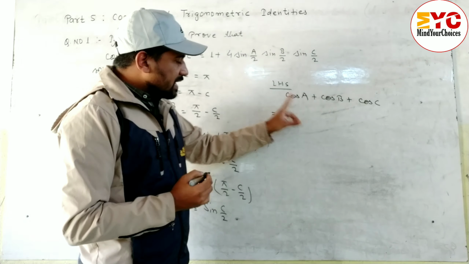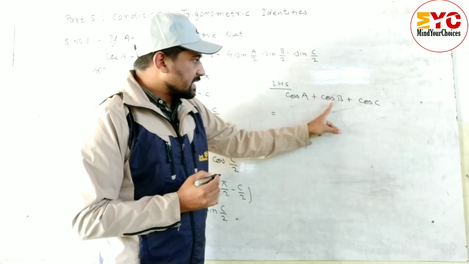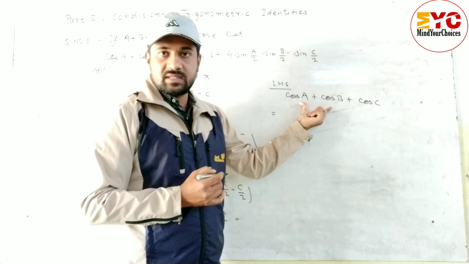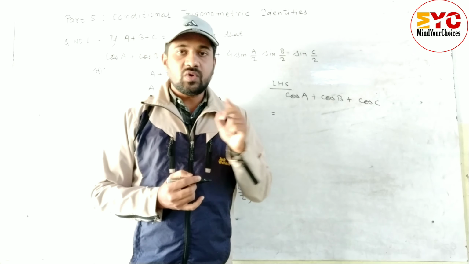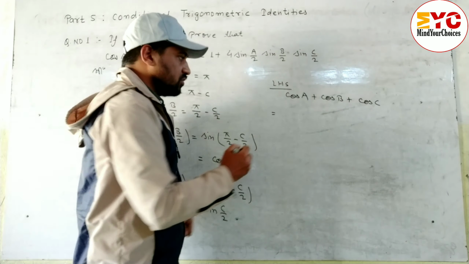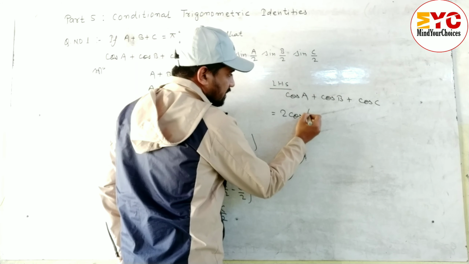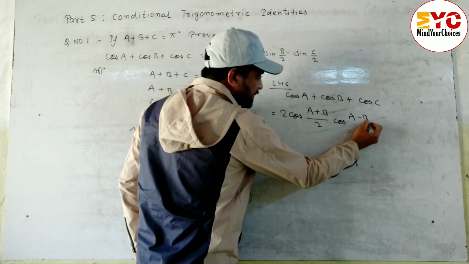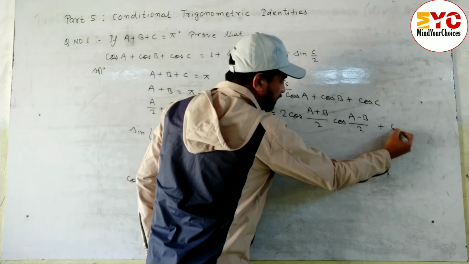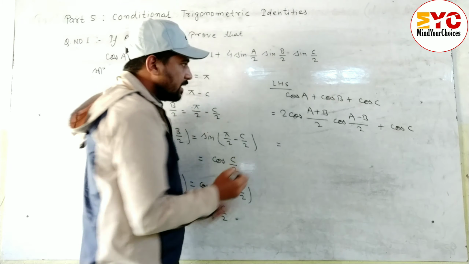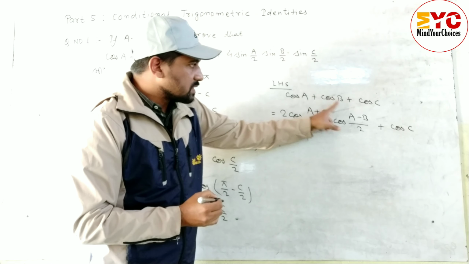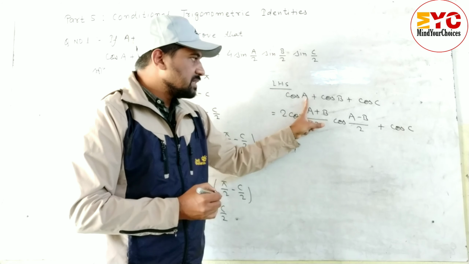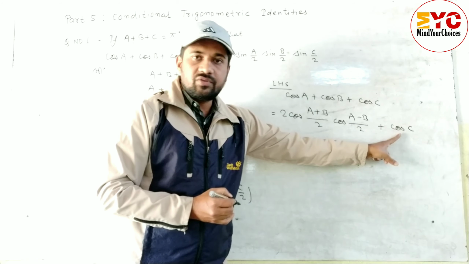Now you can see, after taking these two terms, first and second, cos a plus cos b, we have to use the formula of cos c plus cos d. The cos c plus cos d formula is 2 cos of c plus d by 2 times cos of c minus d by 2. So 2 cos of a plus b by 2 times cos of a minus b by 2, plus this one we write the same, cos c. This is in the form of cos c plus cos d, and the formula is 2 cos of c plus d by 2 cos of c minus d by 2. Here c means a, d means b, and cos c we write the same.